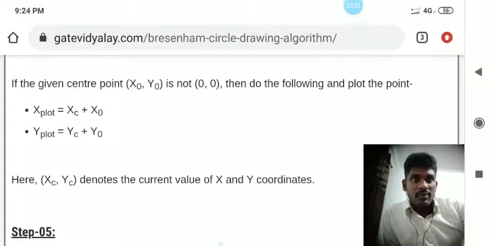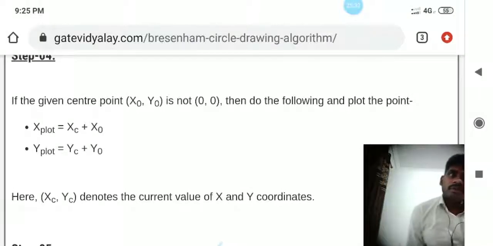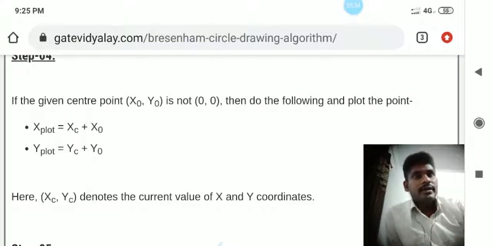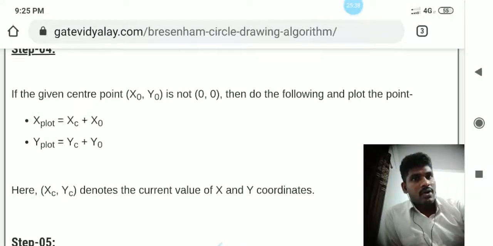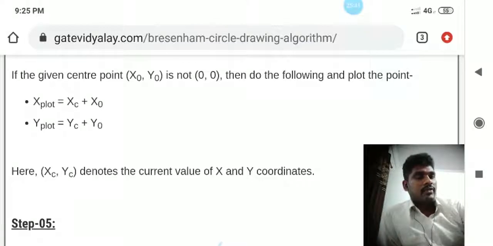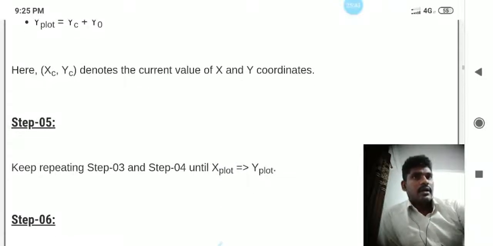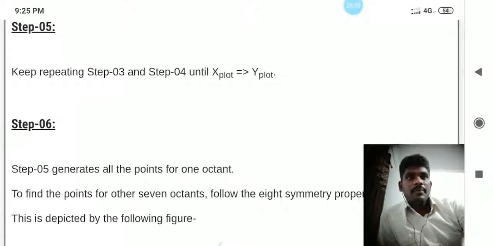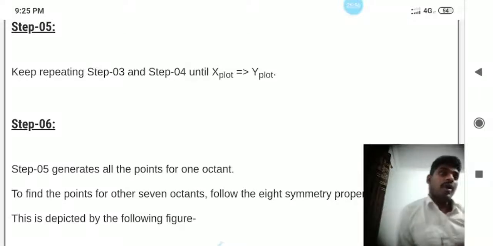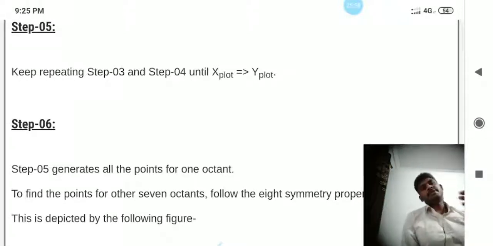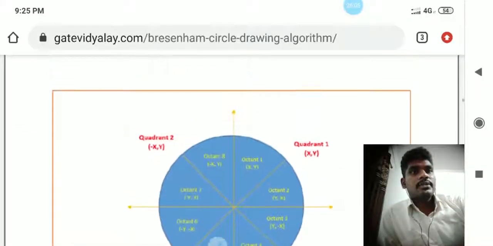If the given center point x naught, y naught is not 0, 0, then do the following and plot the point: x plot equals xc plus x naught, y plot equals yc plus y naught. Here xc, yc denote the current x and y coordinates. Keep repeating step 3 and step 4 until x plot equals y plot. When this step is repeating, the x and y values both become equal. We will see one problem, then we will understand everything.